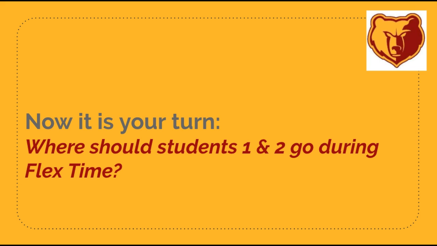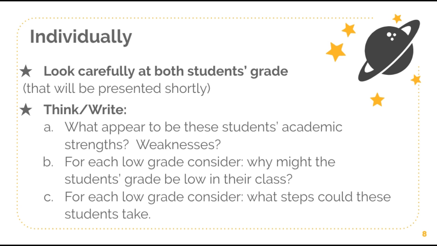So now it is your turn. Where should students 1 and 2 go during flex time? Individually, you're going to be looking now at both students' grades, which I will be presenting shortly. Think about it and write some notes about what appear to be these students' academic strengths and weaknesses. For each low grade, you may want to consider why the student's grades might be low in their class.